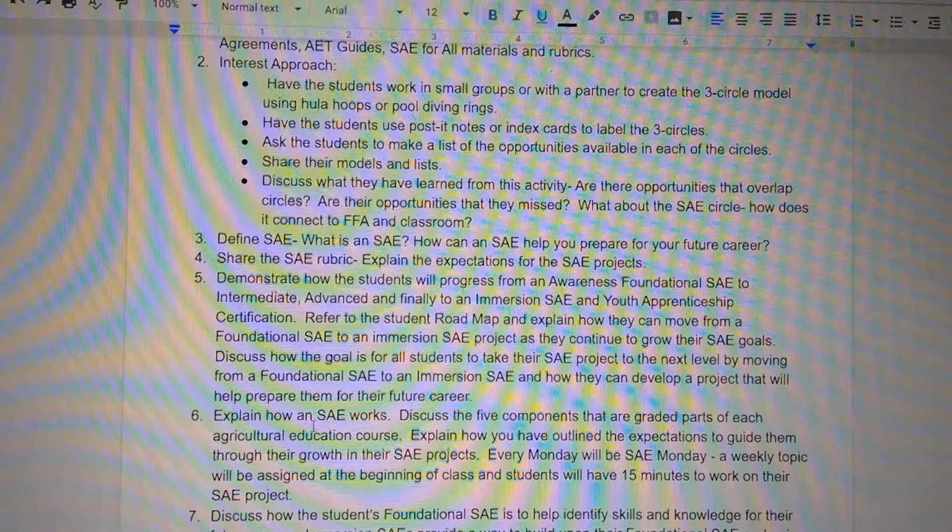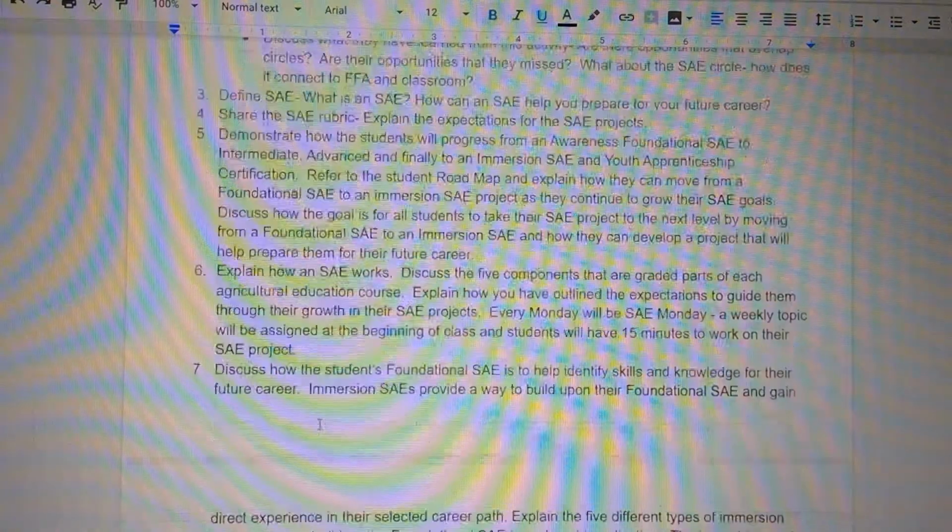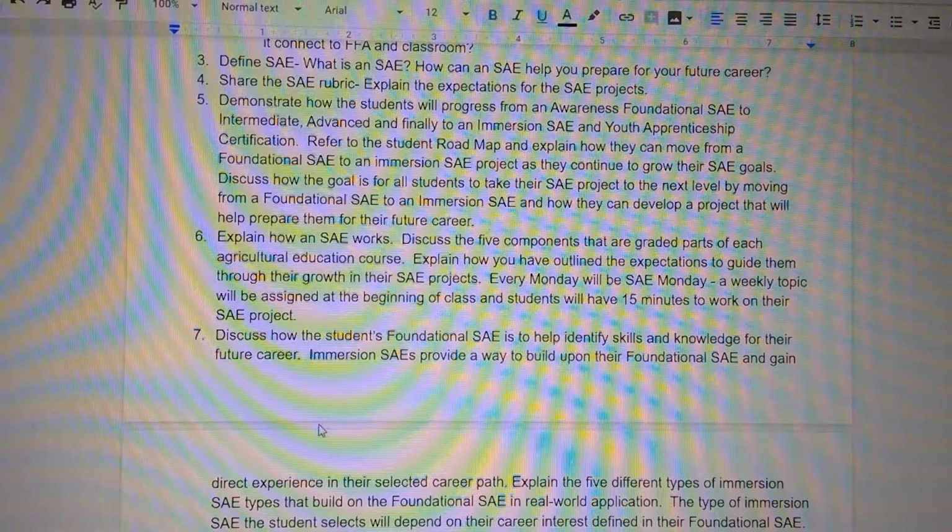And then we also discussed how they interact with each other. And so that was a really good way to kick off the SAE for the students, so that they understood how it was part of that three-circle model, and how the opportunities available to them in all three circles kind of all connected together.